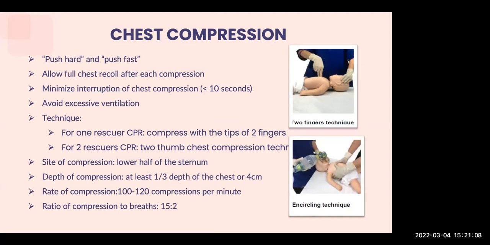As for the chest compression, as has been mentioned by the previous presenter, there is insufficient data on the optimal compression ventilation ratio for CPR in infants. However, it has been said that if there is only one rescuer, then do a 30 to 2 compression to ventilation ratio. However, if there are 2 rescuers, do a 15 to 2 compression ventilation ratio.